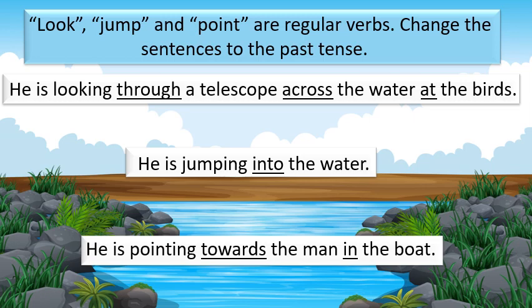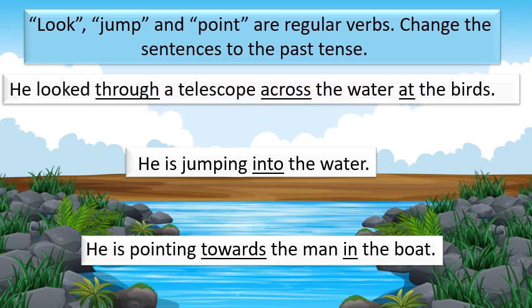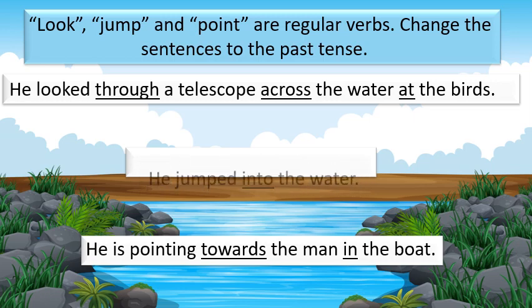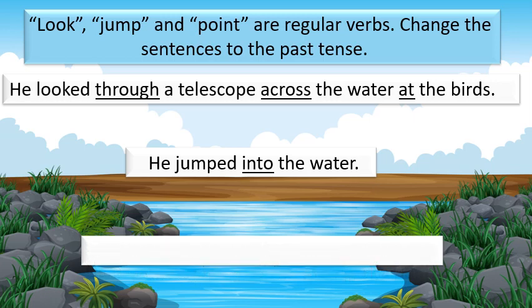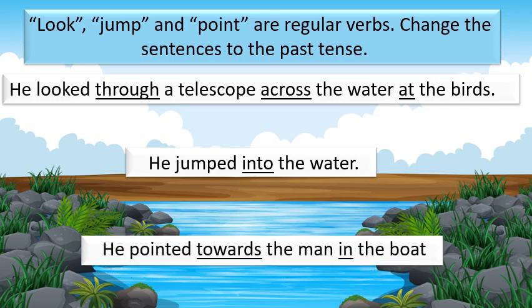He is looking through a telescope across the water at the birds. Change that to past tense. He looked through a telescope across the water at the birds. He is jumping into the water. Change to past tense. He jumped into the water. He is pointing towards the man in the boat. The past tense. He pointed towards the man in the boat.